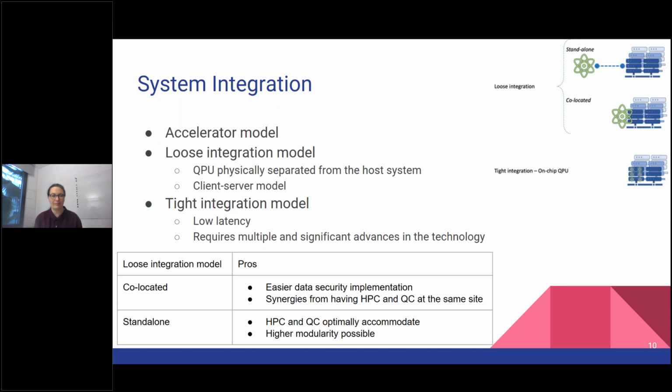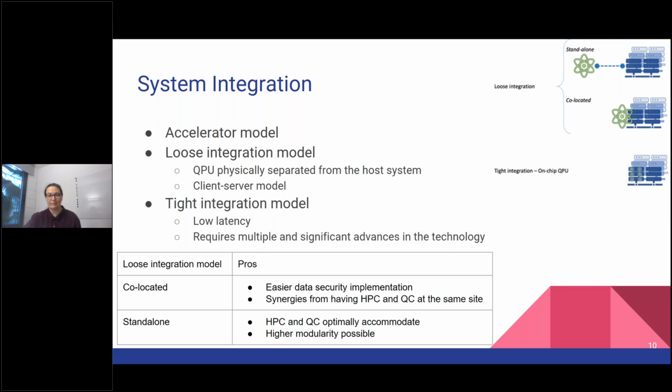The standalone model will benefit from the optimal accommodation of each system. So HPC and quantum computers will require different accommodation environments. For example, for quantum devices, we need a very controlled environment in terms of temperature, vibration, etc. And we will have higher modularity in this standalone model.